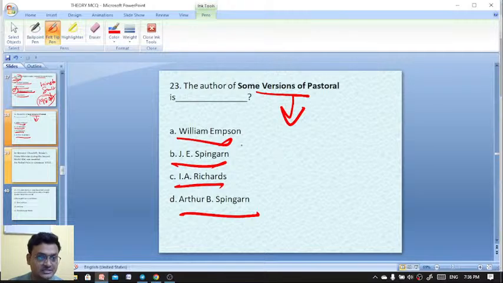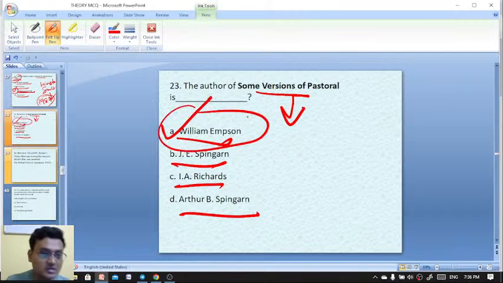So here the right answer is actually William Empson. Some Versions of Pastoral is a work by this writer, William Empson.